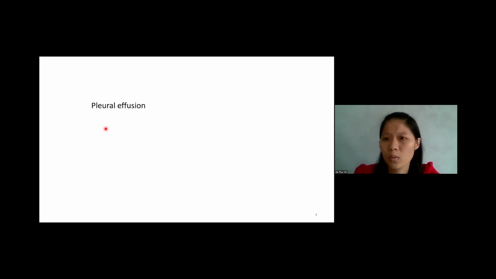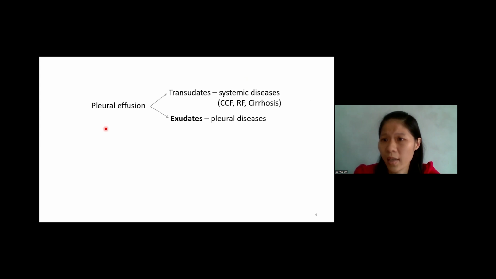So pleural effusion, we can put them into two main groups. One is transudate and one is exudate. Transudate is not usually caused by pleural diseases. They are a manifestation of systemic diseases like heart failure, renal failure, and cirrhosis. For exudate, these are mainly caused by pleural diseases of various etiology like infections, either bacteria, TB, viral, or it could be due to malignancy, inflammations, autoimmune conditions, and many, many things.